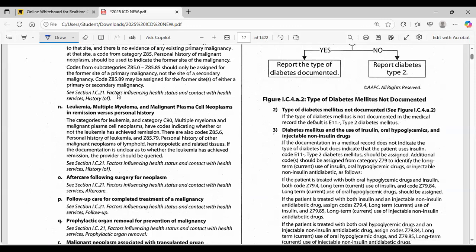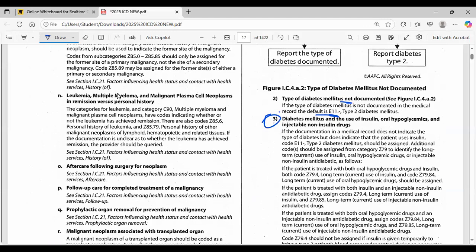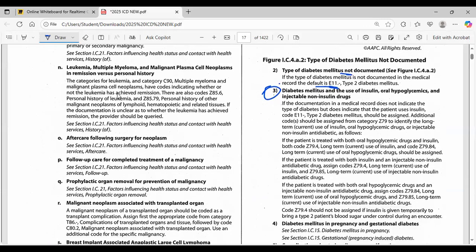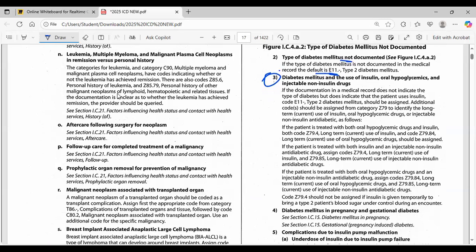If the type of diabetes is not documented, by default, you will consider it as an E11. And if the patient with diabetes is using insulin, any oral hypoglycemic drugs, or any injectable non-insulin drugs, in that case, you have to use Z79 codes, whether Z79.84, Z79.85, or Z79.4, based on the type of drug in conjunction with the diabetes. Remember, you should not use Z79.4 if the drug is given on a temporary basis.